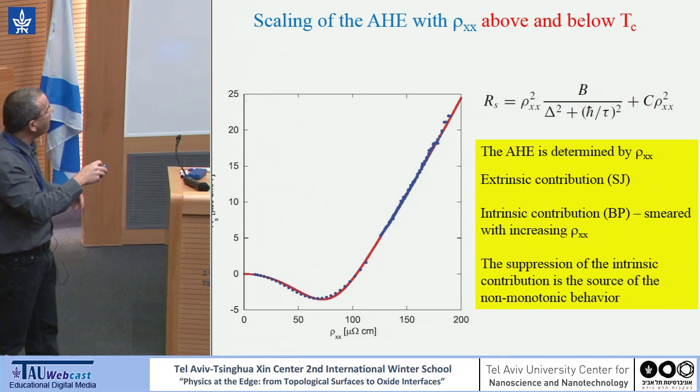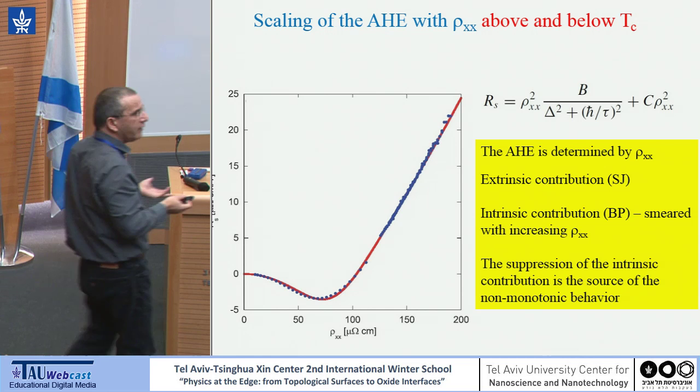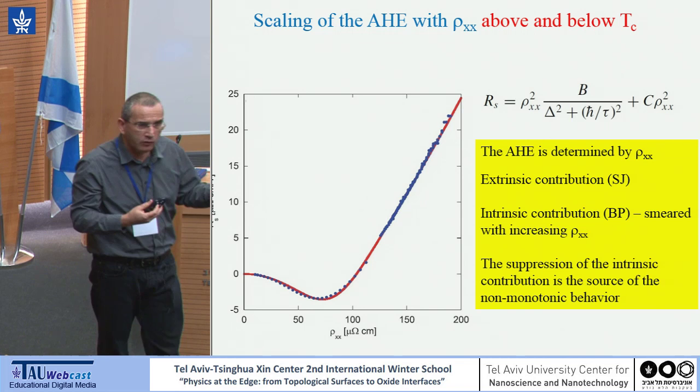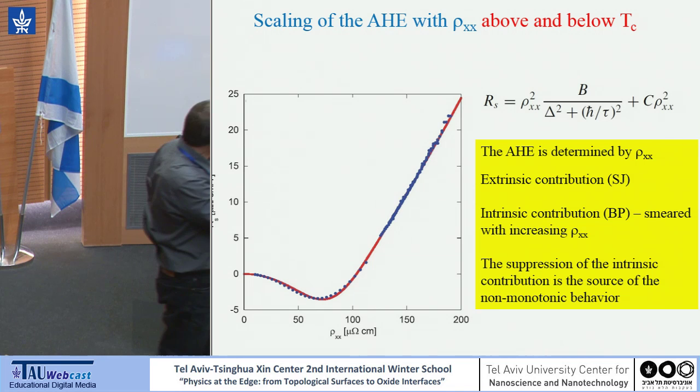And you see, in a very wide range of temperature, you have this scaling of RS as a function of resistivity. But still, there was a question: what can explain this non-monotonic behavior? How can we get a dependence on rho squared at low resistivities, and then we see this change in the behavior as we go up in temperature?